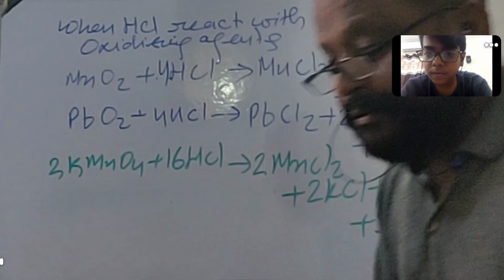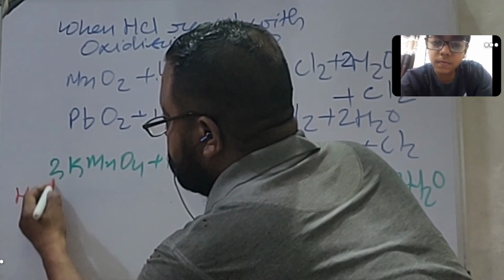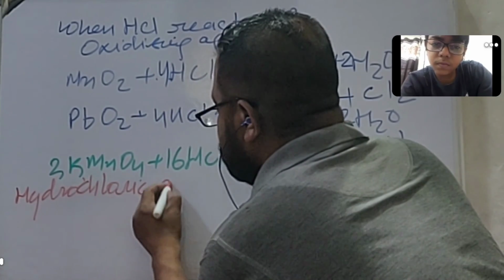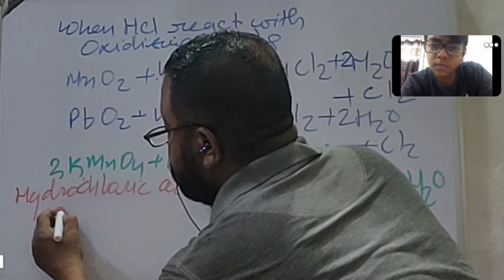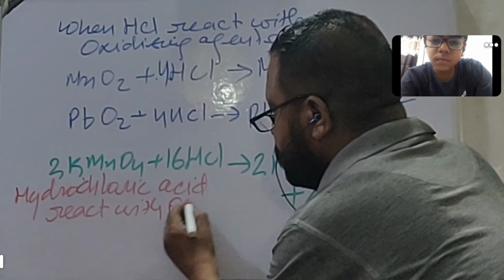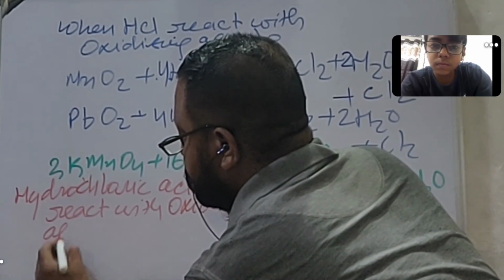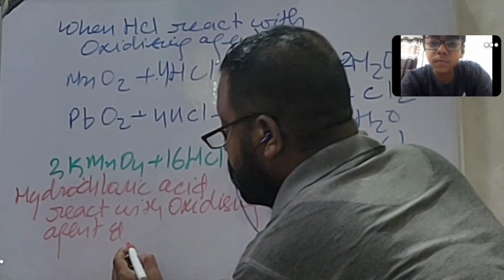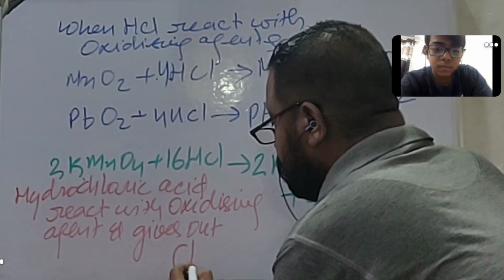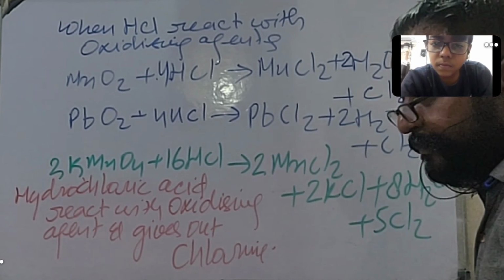Have you learned this? So hydrochloric acid reacts with oxidizing agent and gives out chlorine, right? Anything else left?